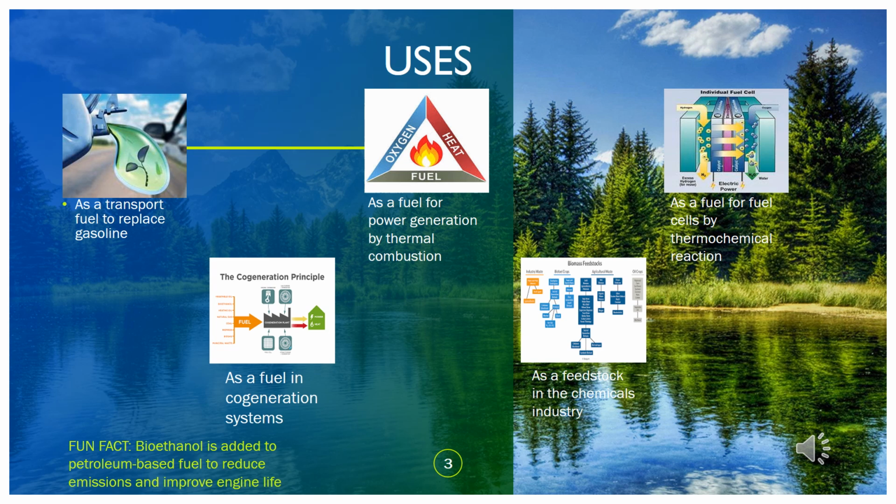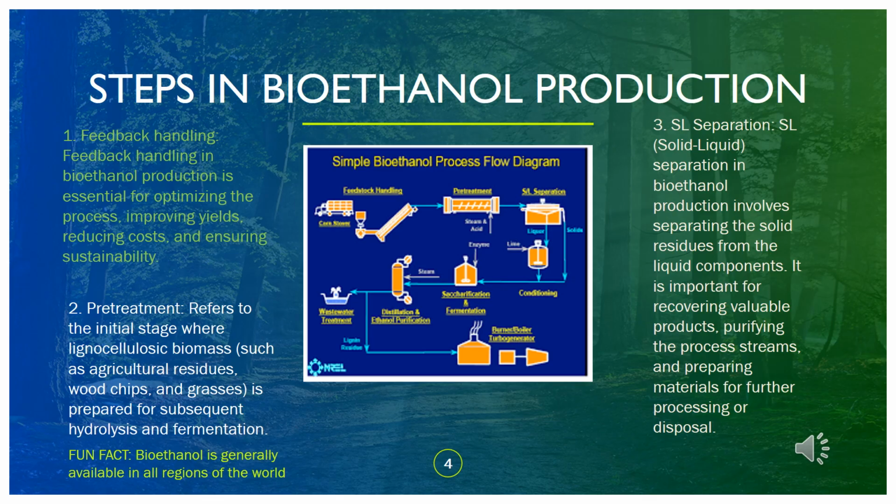With other uses of bioethanol, it can be used as a fuel for power generation by thermal combustion. It can be used as a fuel for fuel cells by thermochemical reaction. It can be used as a fuel in cogeneration systems and as a feedstock in the chemicals industry. So basically, from all these uses, we see that bioethanol can basically be used as a fuel in many different systems and vehicles. Now let's move on to the steps in bioethanol production.